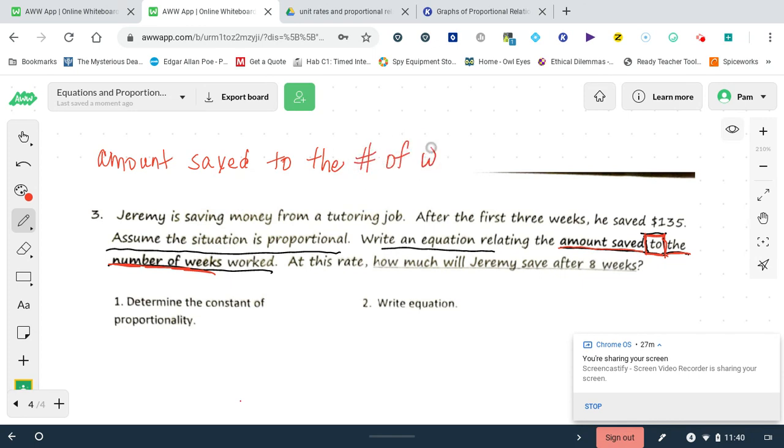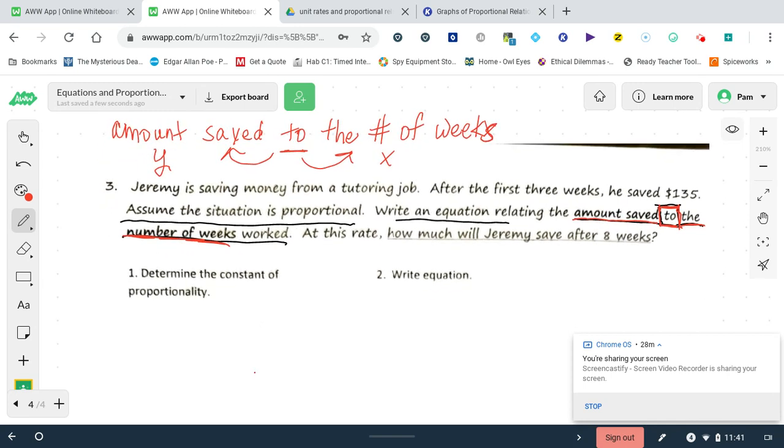All right, so there's the amount saved to the number of weeks. Okay, there's the word "to." Well, what's before "to"? Amount saved, so that's like our y. What's after the word "to"? The number of weeks, so that's like our x. Okay? So when we set this up, we know to divide y by x.